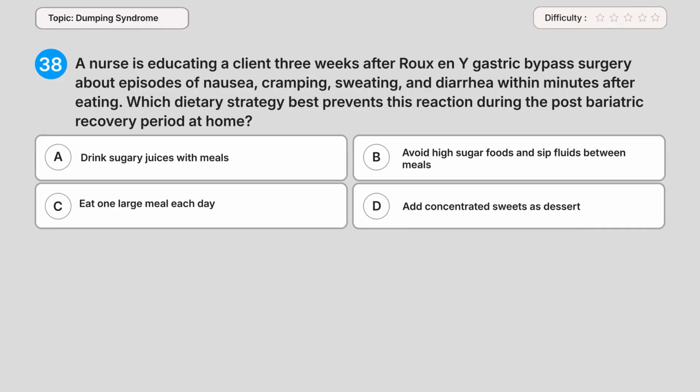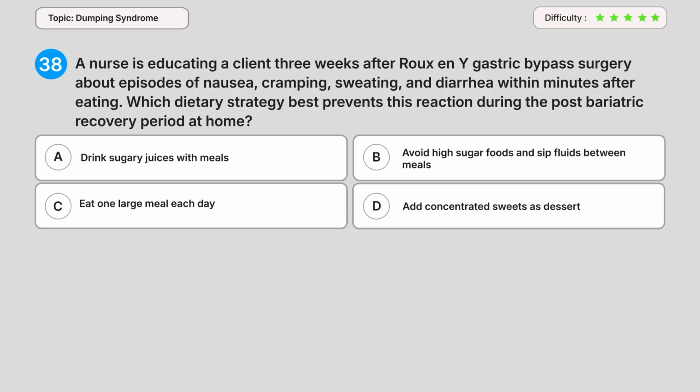38. A nurse is educating a client 3 weeks after Roux-en-Y gastric bypass surgery about episodes of nausea, cramping, sweating, and diarrhea within minutes after eating. Which dietary strategy best prevents this reaction during the post-bariatric recovery period at home?